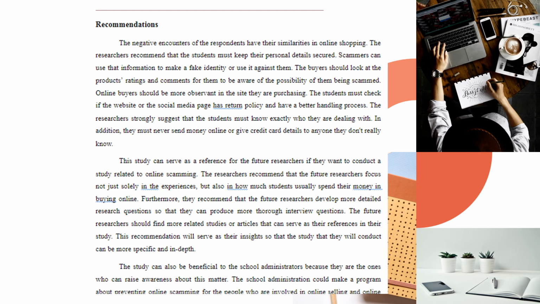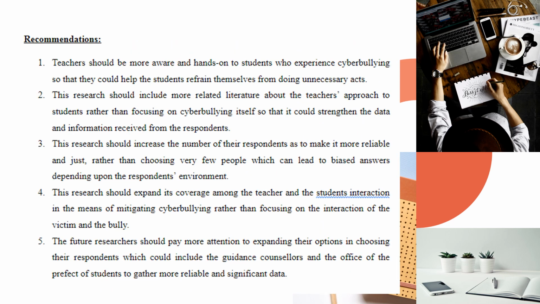So this is an example. Although it is in paragraph form, what I prefer is like this. There, numbered. Okay? Now, recommendations can be for the following. Number 1, a recommendation for the future researchers. For example, number 5. The future researchers should pay more attention to expanding their options in choosing their respondents. So, those who made this sample are recommending to future researchers. That could be one. Number 2, you can recommend for the respondents.